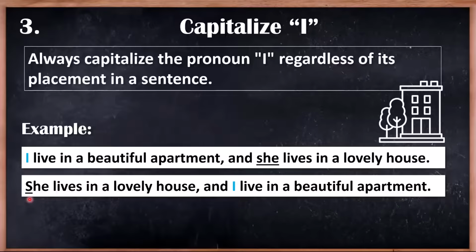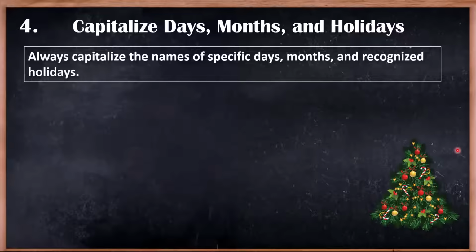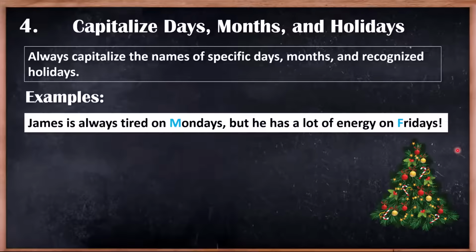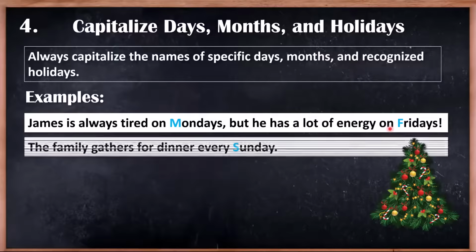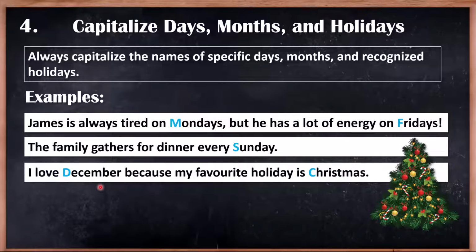of a sentence. So the next rule is that we always capitalize the names of specific days, months, and recognized holidays. For example, James is always tired on Mondays, but he has a lot of energy on Fridays. You can see we capitalize the days of the week. The family gathers for dinner every Sunday. I love December because my favorite holiday is Christmas. Here you can see we capitalize months like December, and we capitalize holidays like Christmas.